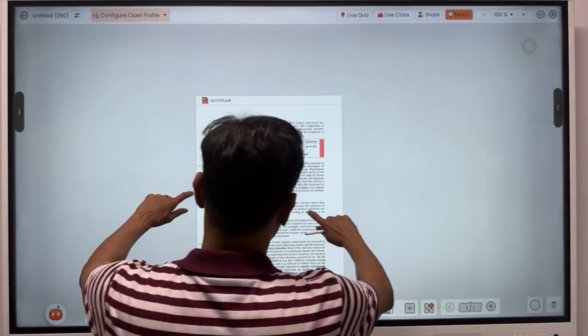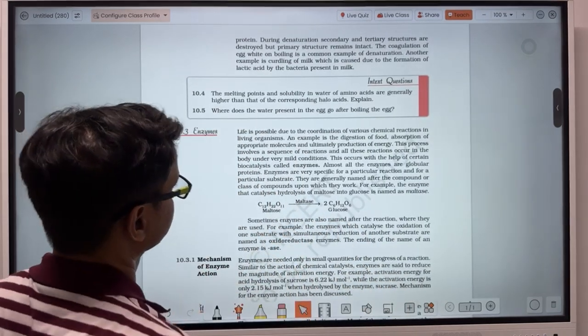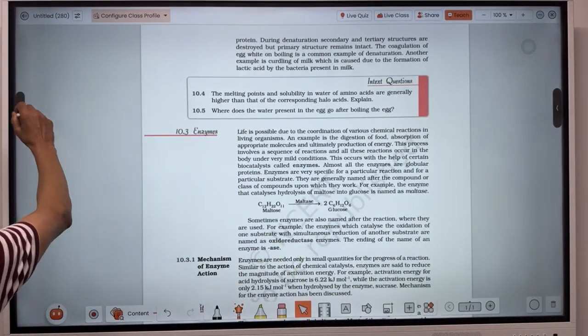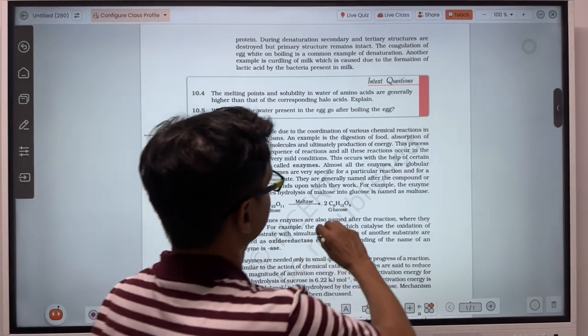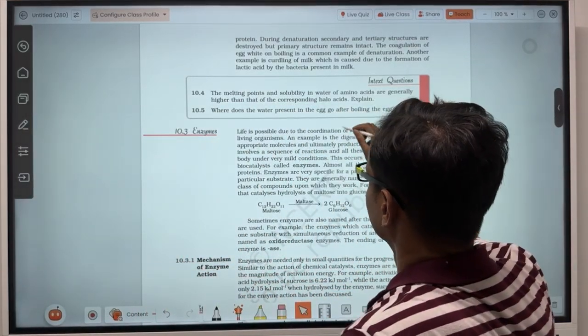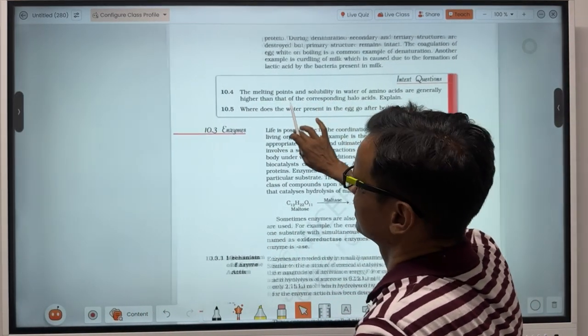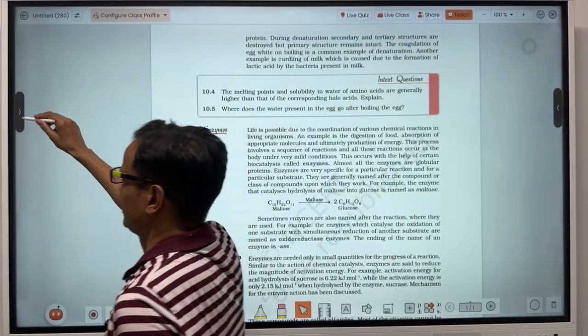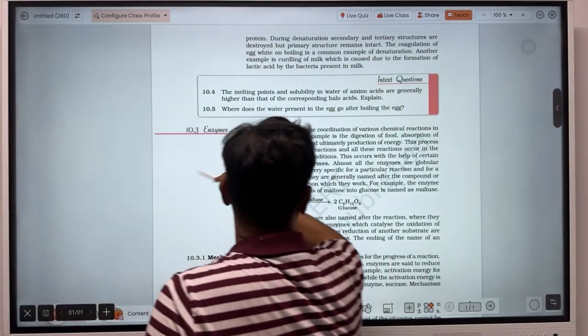Okay, now let's see about this question. The question is, why do the melting point and solubility increase in hydrolysis? So what is here? Very simple. They are bonded with each other through hydrogen bonding.